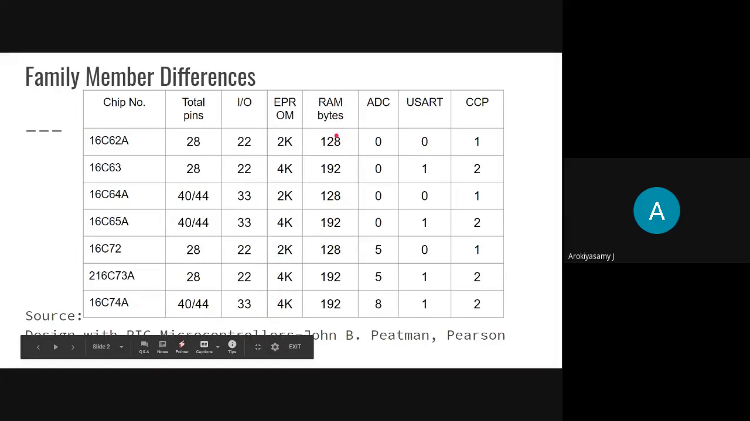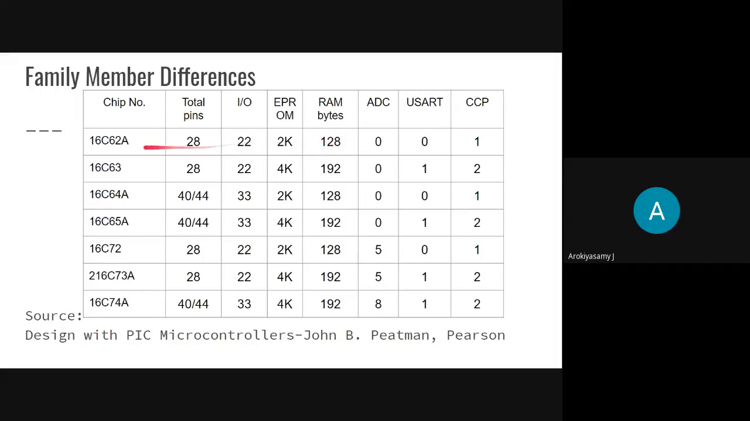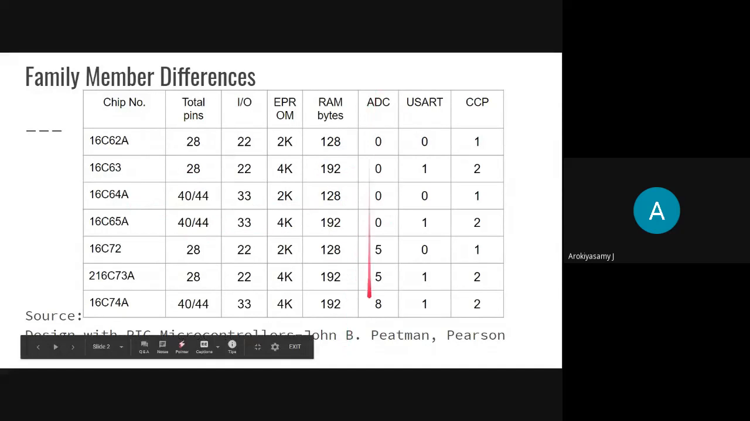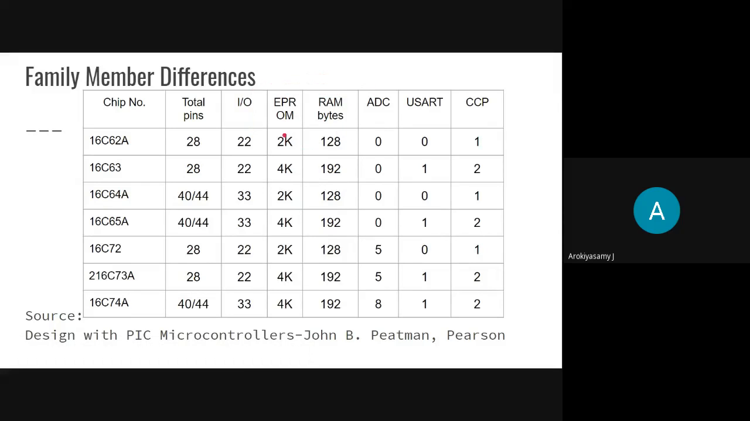And RAM bytes. RAM means general purpose registers. The register file is called RAM. Here 128 bytes. 63 provides 192 bytes. 64A allows 128 bytes. Likewise, the numbers go. And now this is about the EEPROM and RAM size.